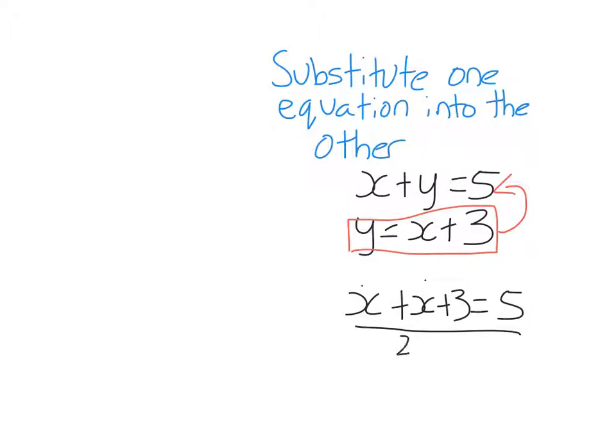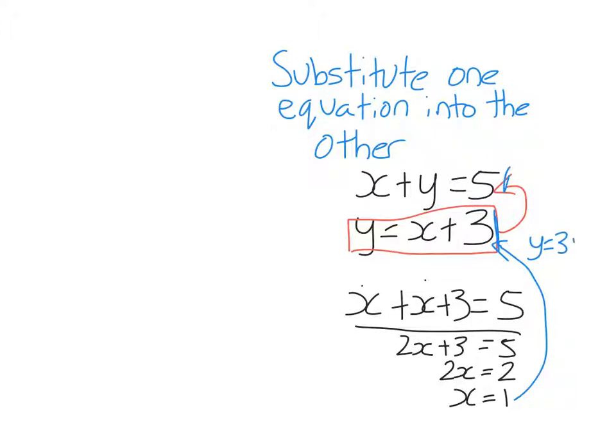So x plus x is 2x. So I just solve this like normal. I subtract 3 from both sides, and then I divide by 2, and I get x equals 1. I'm not done here because I need to find the y value. So after I found the x value, I substitute into either equation, this or this, to find y. So if I substitute into the bottom one, I just get y equals 3 plus 1, which is 4. And that's how I got my solution, x equals 1, y equals 4. So I'll rub this out.